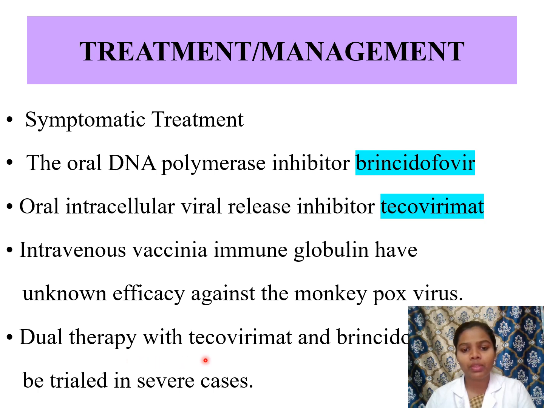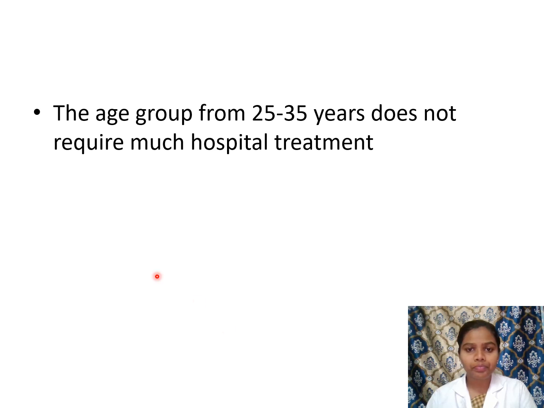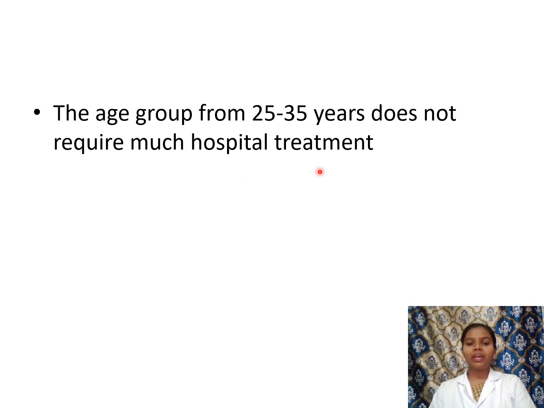Next one is dual therapy with tecovirimat and brincidofovir, and in some severe cases, they are trying giving both the drugs at a time. That is called dual therapy. The age group from 25 to 30 years does not require much hospital treatment. Here we can see that in maximum cases, it was observed that this age group can be treated with home management, with few instructions. But the age group above 35 years may need closer observation and hospital treatment.